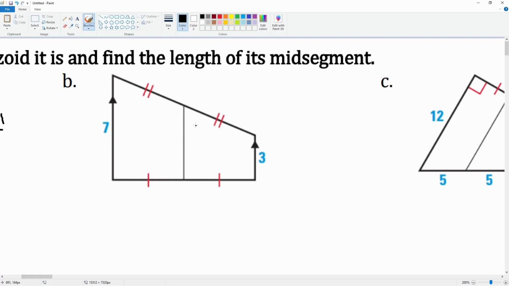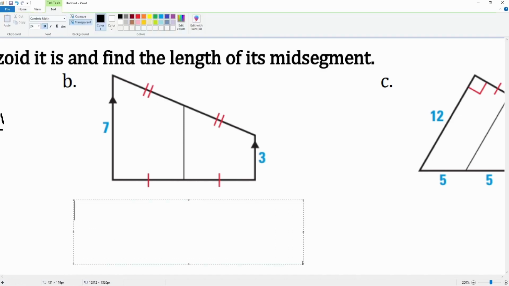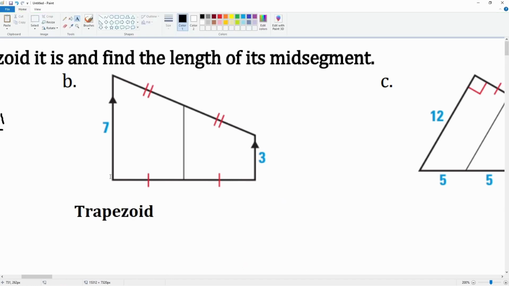Right, let's take a look here. Notice that the legs here are up and down. So this is 7 and 3, and these are the legs and these are the bases. The sides are not the same. So for this one, it's just going to be a regular trapezoid. Okay, and then we can find the mid-segment.